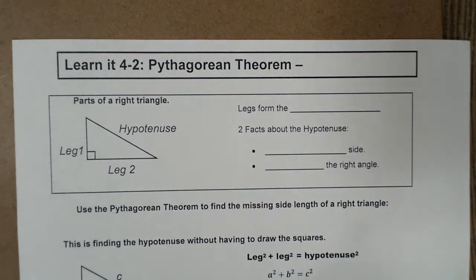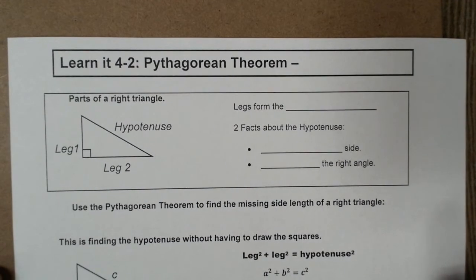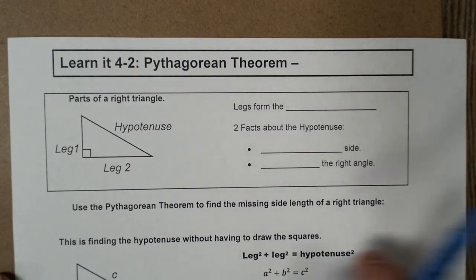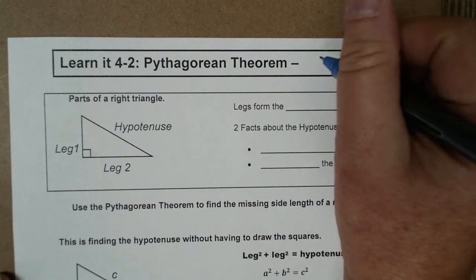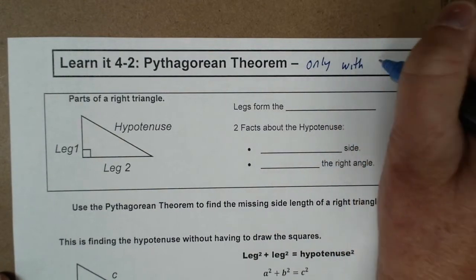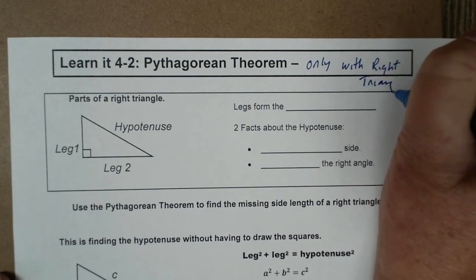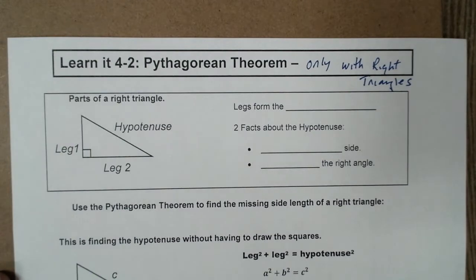Good morning. This is the Learn It for 4-2 Pythagorean Theorem. We did models yesterday. Now we're going to do the Pythagorean Theorem. So Pythagorean Theorem only works with right triangles.